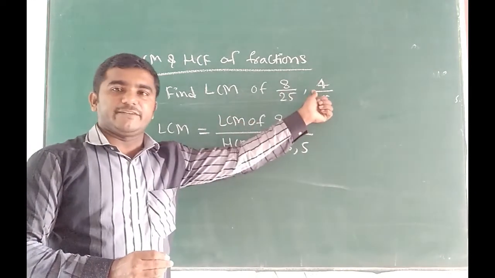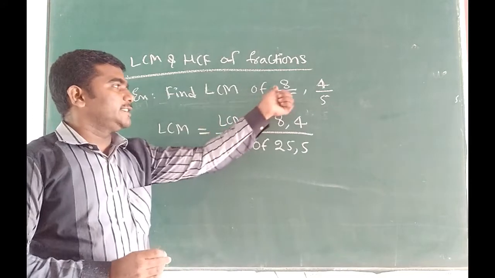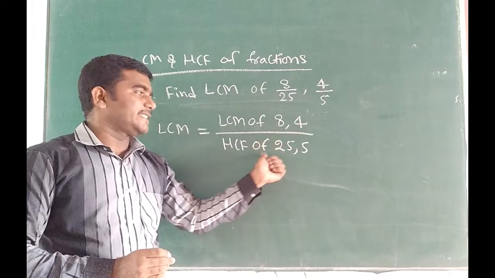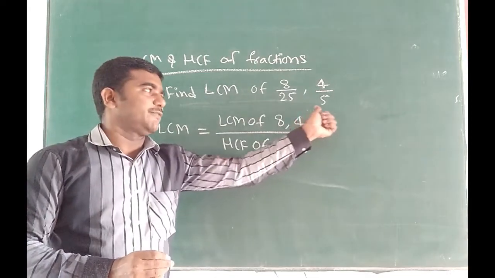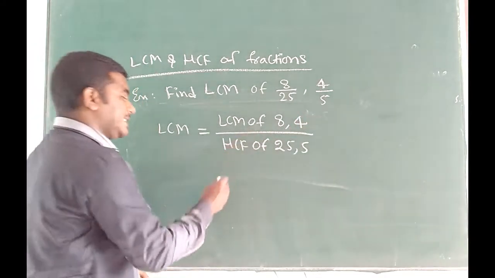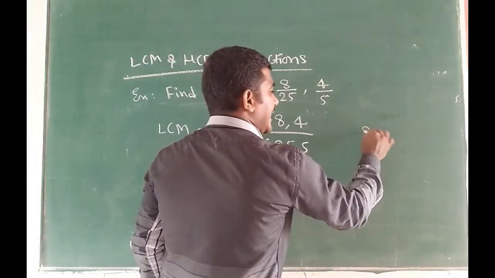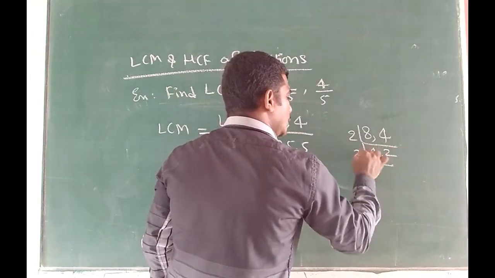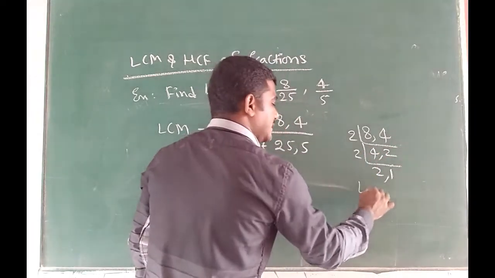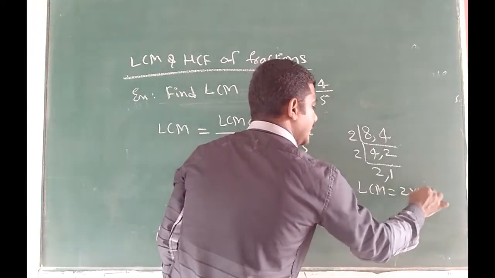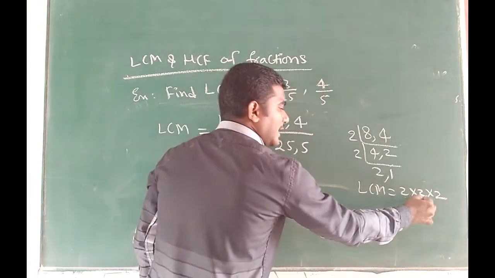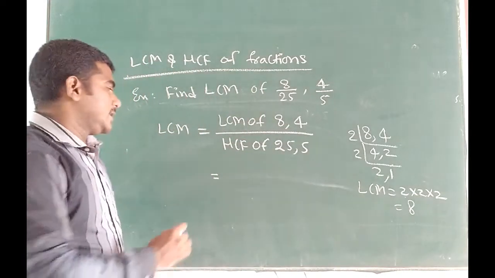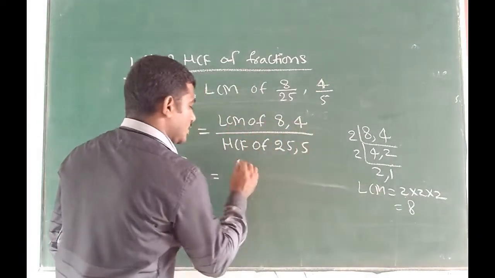The numerators are 8 and 4. So the LCM of 8 by 25 and 4 by 5 is the LCM of 8 comma 4 by the HCF of these denominators 25 and 5. Now what is the LCM of 8 and 4? How can you do the LCM? 2 4s are 8, 2 2s are 4, 2 2s are 2, 2 1s are 1. So LCM is equal to 2 into 2 into 2. 2 2s are 4, 4 2s are 8. So the LCM of 8 comma 4 is 8.